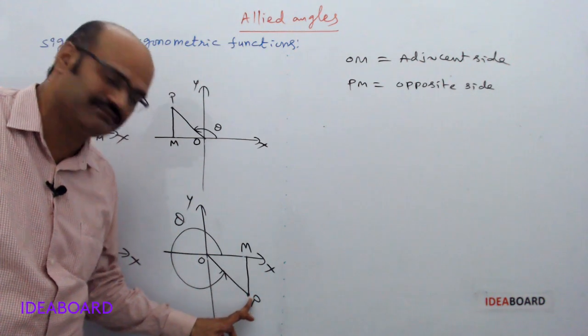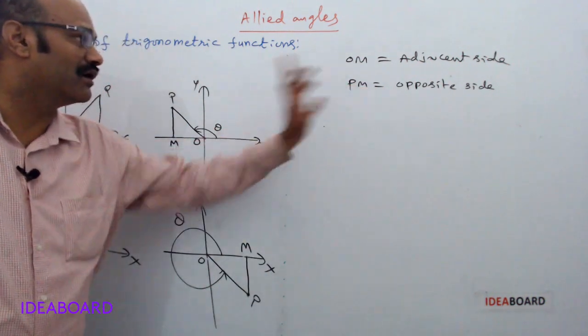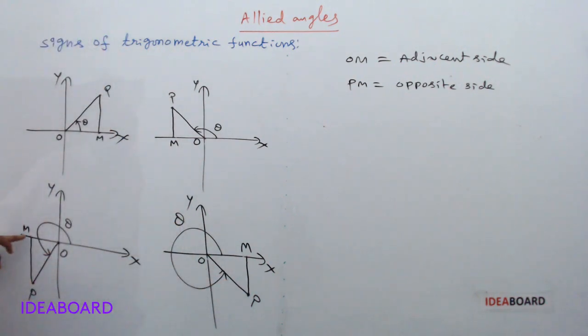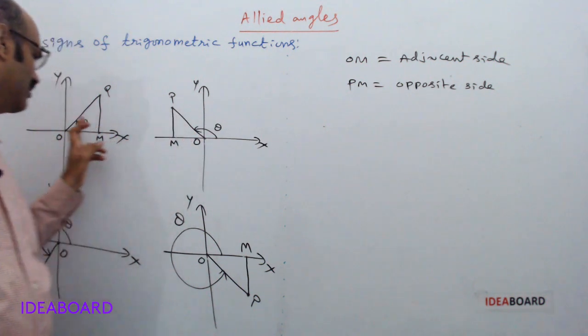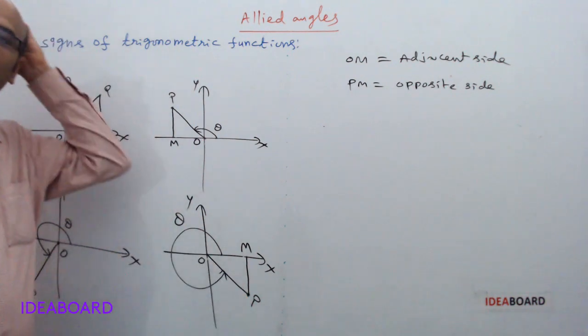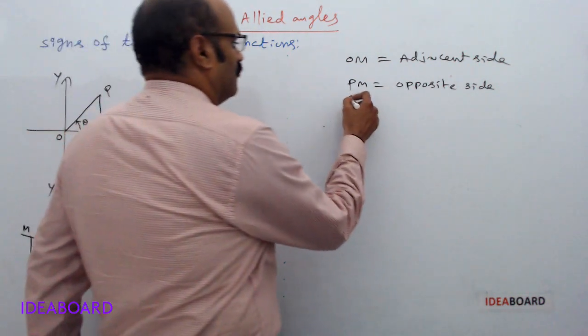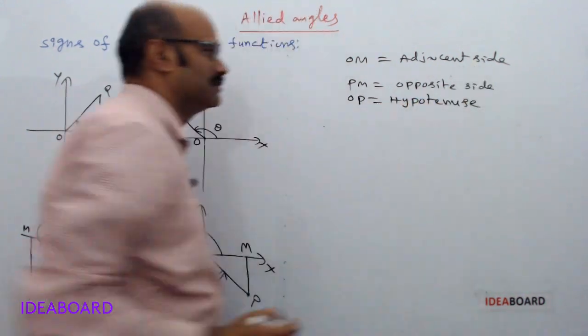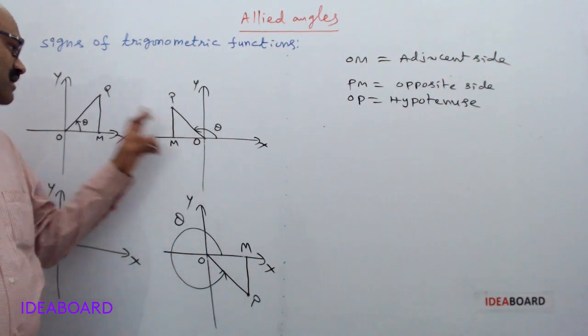Here MP is called the perpendicular, or the opposite side to the angle theta. Even in this case, PM is called the opposite side and OM is called the base, or adjacent side. Now here OP is always called, in each and every diagram, the hypotenuse. OP equals the hypotenuse. Here OP is always positive.